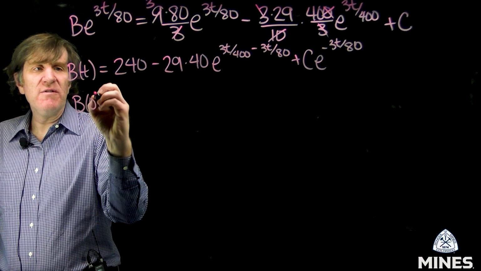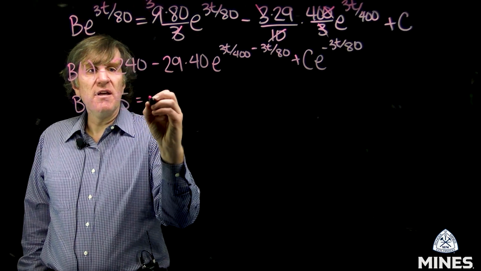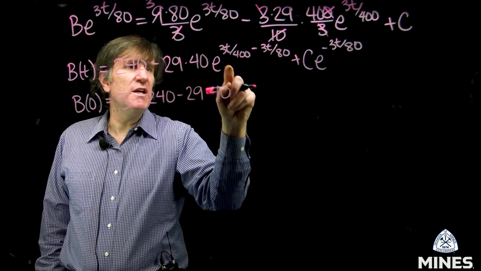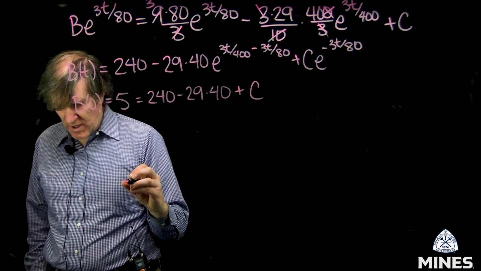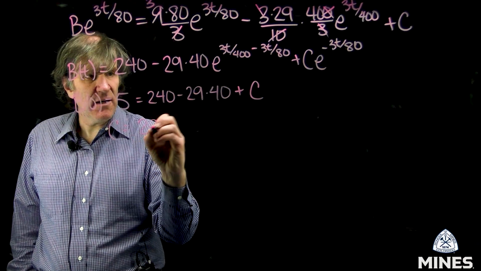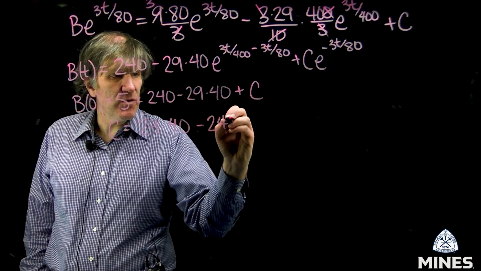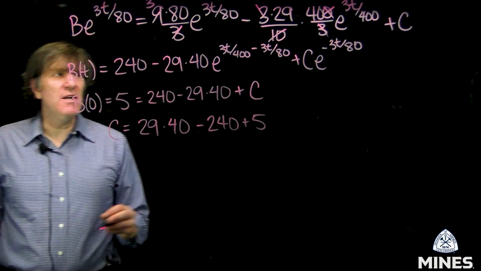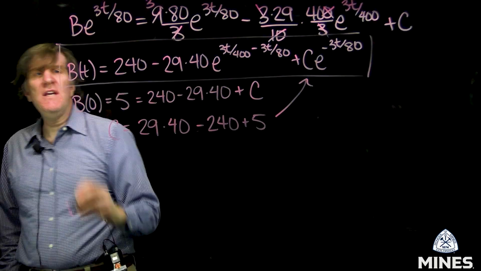We have b of 0 is 5, pounds of salt were initially in that tank. So that is 240 minus 29 times 40, e to the 0 is 1, so plus c, right? And so c is going to be 29 times 40 minus 240 plus 5. So punch that into your calculator. We have our value for c. You can plug that in here, and then this is our solution, b of t.